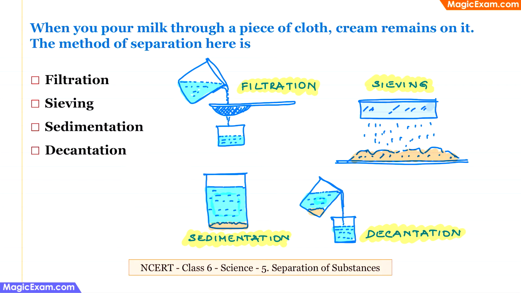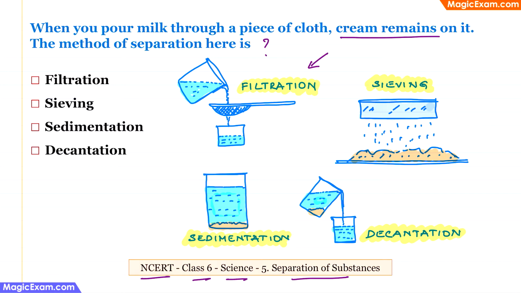When you pour milk through a piece of cloth, the cream remains in the cloth. This method of separation is what? Now, if you look at what has been given in NCERT's Class 6 Science Separation of Substances chapter, there are several types of separation of substances that are described there. And the 4 options that are given here are filtration, sieving, sedimentation, and decantation. Now, filtration is the correct answer here.